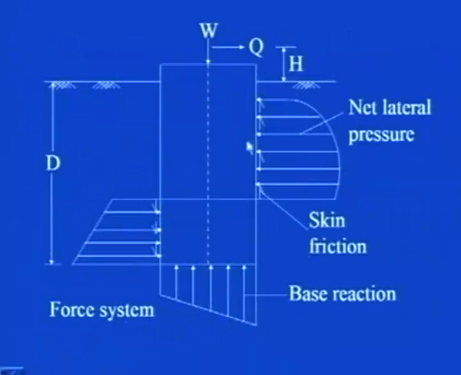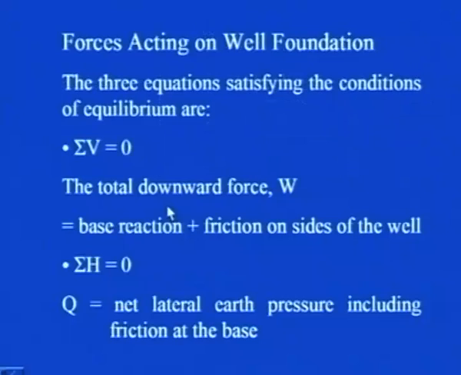You can see here in this figure that it is the weight W which is acting in vertical direction, and then it has to be resisted by this vertical base reaction as well as the skin friction which is being developed on these sides of well here as well as here. So, this results into the equation that the total downward force W is equal to base reaction plus friction on sides of the well. Then the second equation is summation of all horizontal forces to be equal to 0. So, summation H is equal to 0.